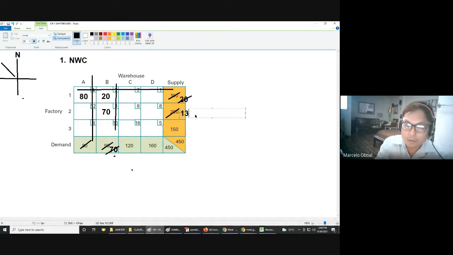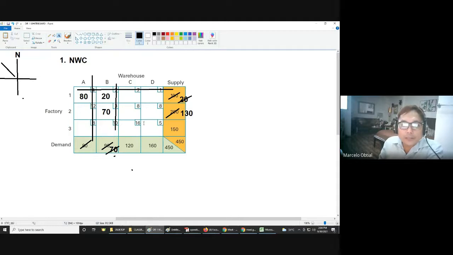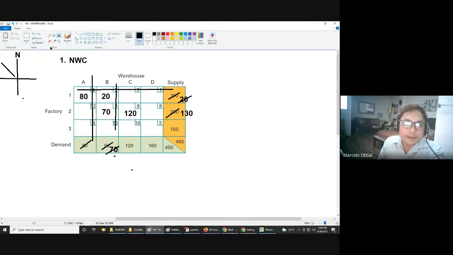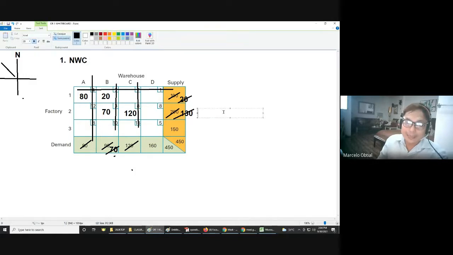Okay? 130. Next, northwest corner, this cell. Between 120 and 130, you can only put 120. Okay, you already satisfied warehouse C, cross that out. Okay, 0. Minus 120, that will give you... Okay, pwede pa mag-supply yung factory 2 ng 10 units.